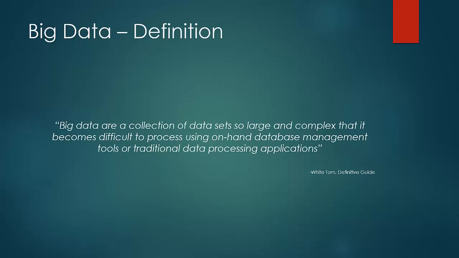By definition, big data are a collection of data sets so large and complex that it becomes difficult to process using on-hand database management tools and traditional data processing applications. Let us break this definition into parts. First, big data are a collection of data sets. As we saw in the previous example, the bank had so many sources of data. The bank application had to get data sets from each source and stack them together so as to run data analytics.